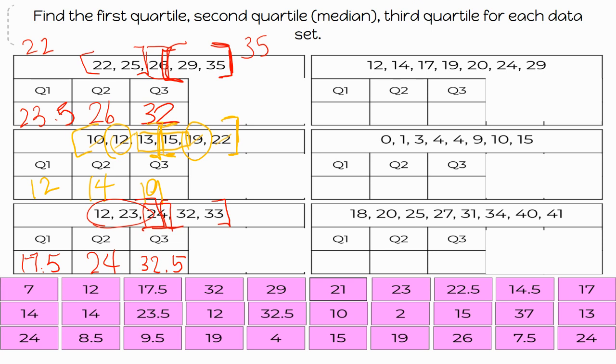Coming on over here to the next one. I'm going to circle up to the top. 12, 14, 17. Those all look good in order as well. Again, I know it seems repetitive, but always check. So I have 7 numbers. I know I have 3 at the top, 3 at the bottom. There's my median or my Q2.